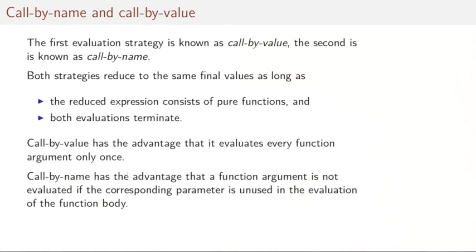Now you've seen 2 ways to evaluate the same expression. The first evaluation strategy is known as call by value. The second is known as call by name. An important theorem, in fact of lambda calculus, is that both strategies reduce to the same final value as long as the reduced expression consists of pure functions and both evaluations terminate. Call by value has the advantage that every function argument is evaluated only once. Call by name has the advantage that a function argument is not evaluated at all if the corresponding parameter is not used in the evaluation of the function's body.